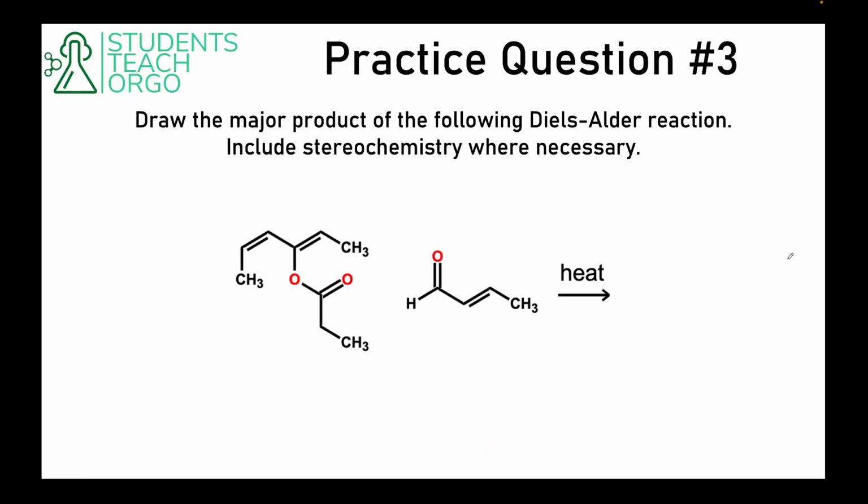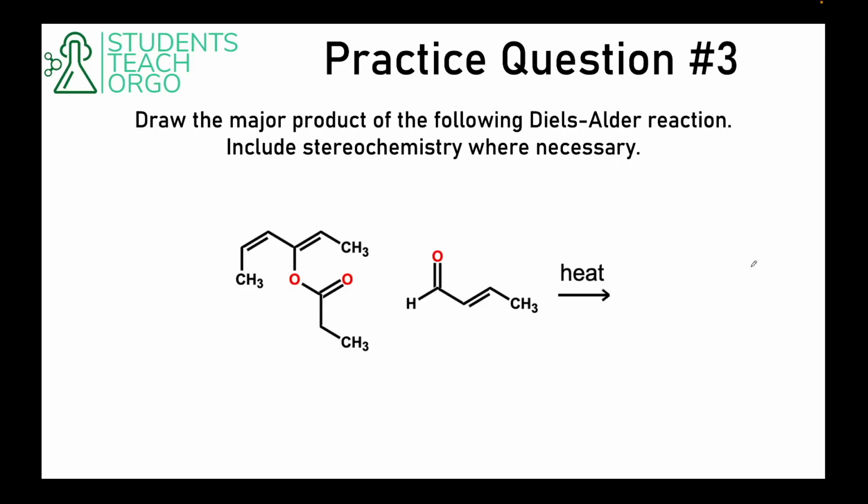So here's our first practice problem for stereochemistry, right? Draw the major product of the following Diels-Alder reaction, include stereochemistry where necessary. If you think that you can do this question by yourself, go for it. But I'm going to walk through this one step by step in the next few slides here.